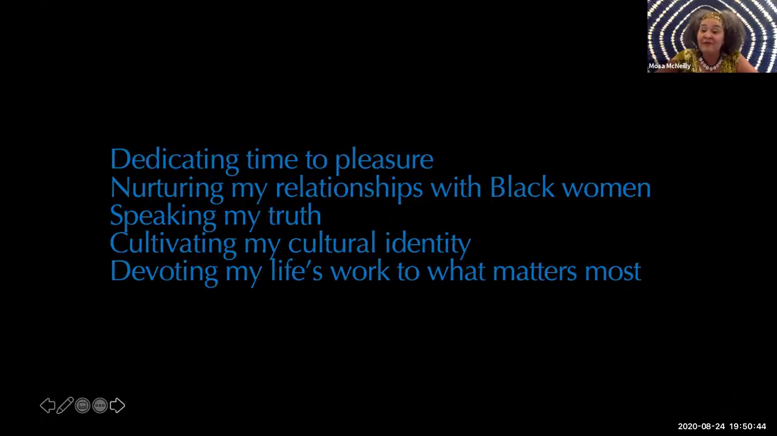And so I think that it's very important, especially for those of us who are caregivers, those of us who may be activists or community workers. It can be a real grind to always be serving and nurturing others and fighting against oppressions in society. So I think that it's so important for us to dedicate time to pleasure in our lives.